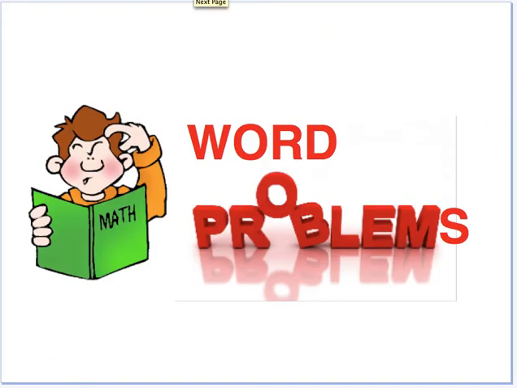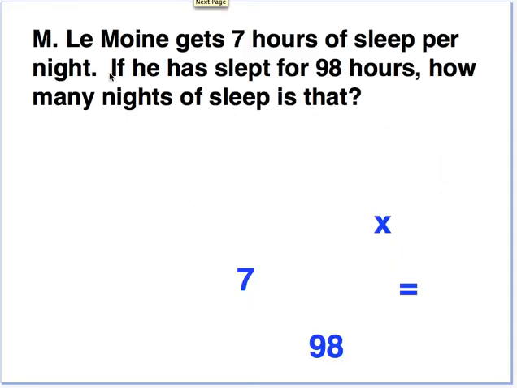Word problems. Always hard, right? So Mr. Lemoyne gets 7 hours of sleep per night. If he has slept for 98 hours, how many nights of sleep is that? And not 98 continuous hours, 98 hours over a series of days.